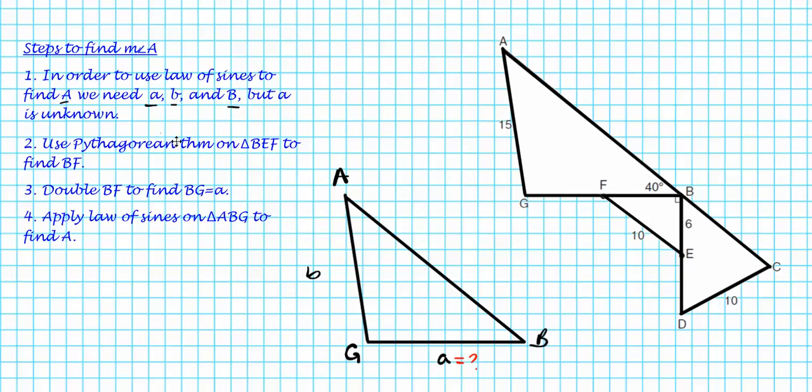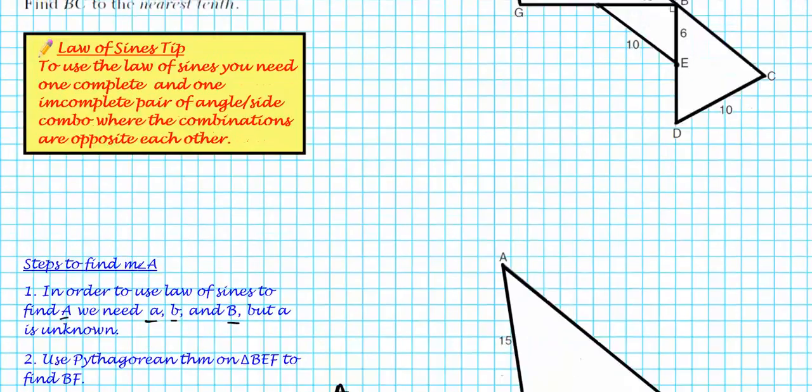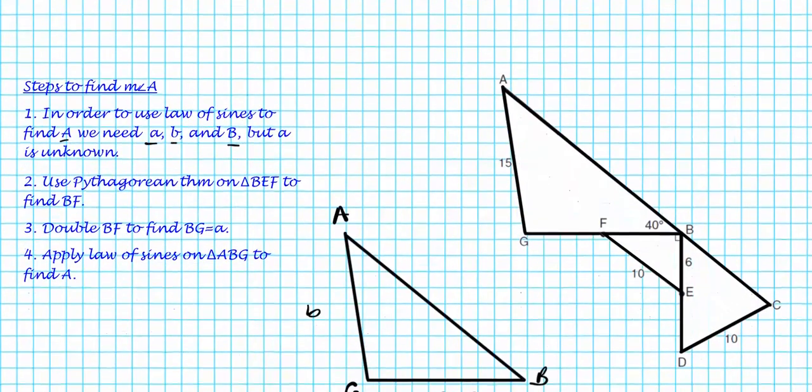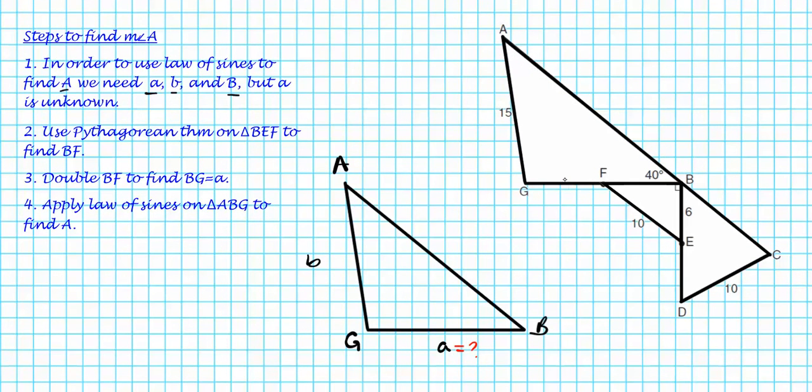In order for us to do that, I need to take a look at this triangle right here. From the information given, I know that GF and FB are congruent. So this segment right here and this segment are congruent to each other. If I extract this right triangle right here, and I can determine what FB is, I'll double that to get little a. As soon as I get little a, I can use the law of sines to finish the problem off.